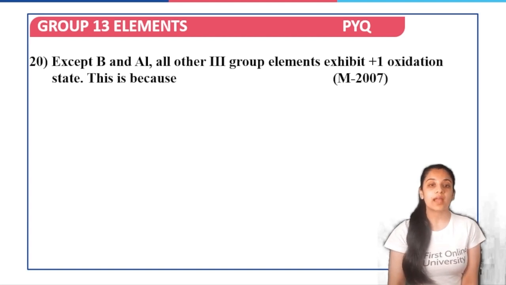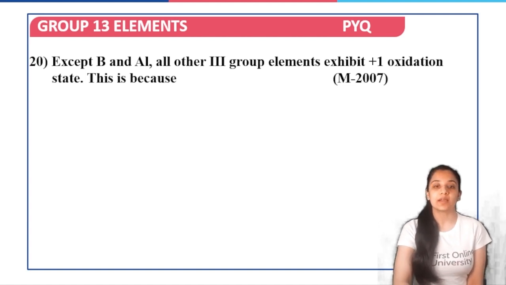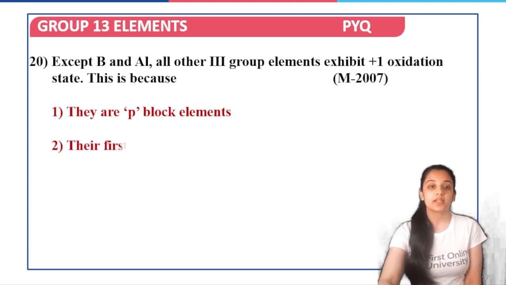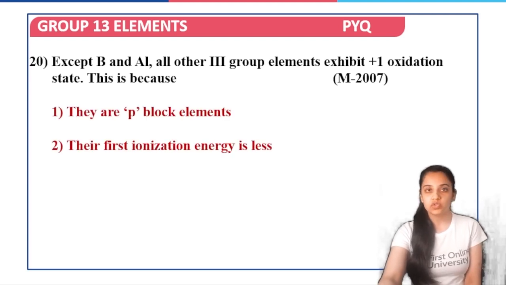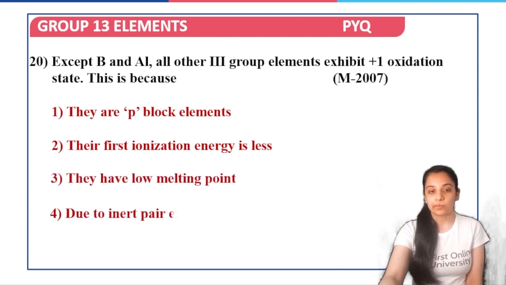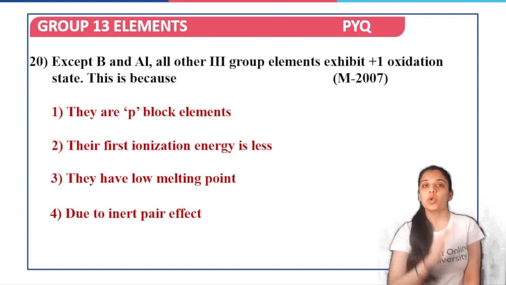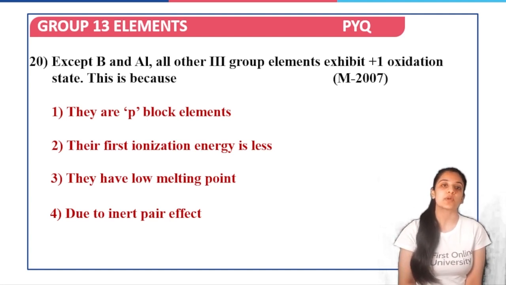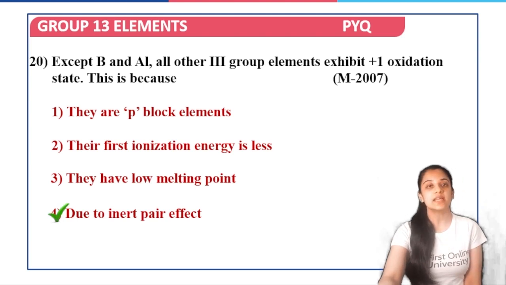Except boron and aluminium, all other group 13 elements exhibit +1 oxidation state. Why? Is that because they are PBOC elements? No. Is it because their first ionization energy is less? Or that they have low melting point? It is always due to inert pair effect that the lower oxidation state becomes more stable as we go down the group. So option 4 is the correct answer.